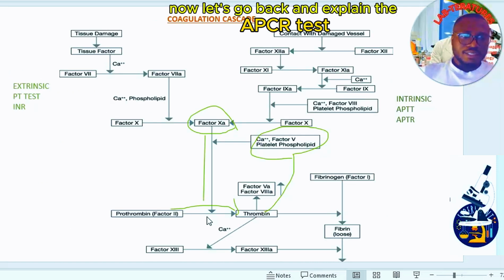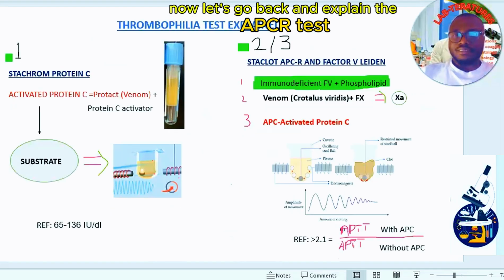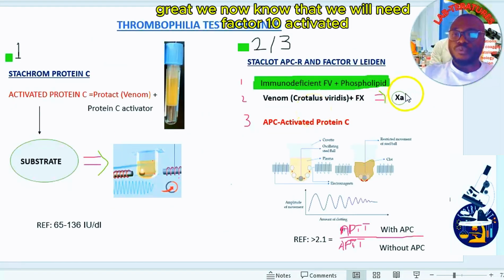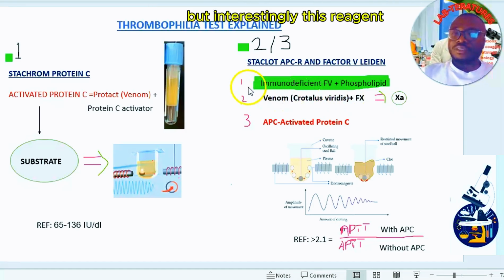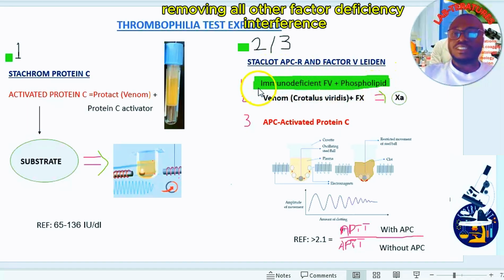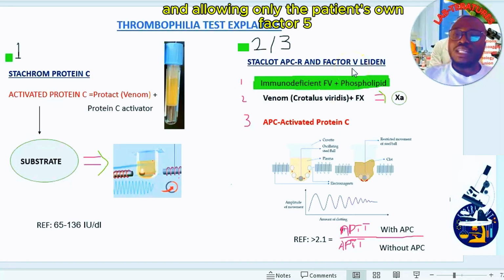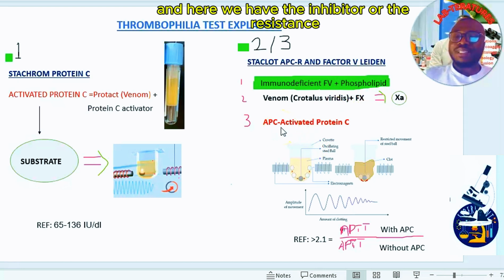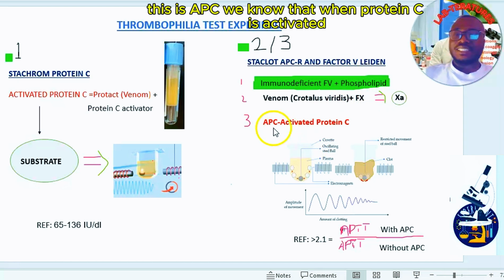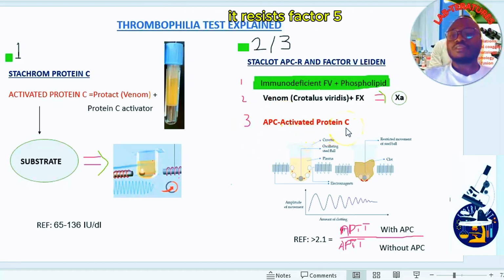Now let's go back and explain the APCR test. Great. We now know that we will need factor 10 activated, found here. We now know that we will need factor 5 activated. But interestingly, this reagent is to make sure that we are providing all other factors, removing all other factor deficiency interferences, and allowing only the patient's own factor 5 to undergo this cascade. And here we have the inhibitor or the resistance. This is APC. We know that when protein C is activated, called the activated protein C, it resists factor V.